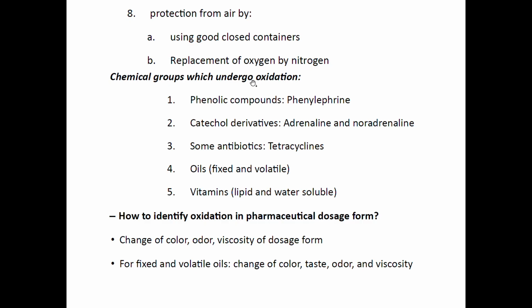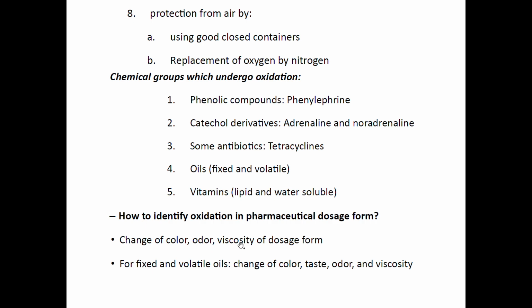However, there are some chemical groups which may undergo oxidation, like phenolic compounds, catechol derivatives, some antibiotics, oils, vitamins. Actually, they usually contain hydroxyl, and the removal of hydrogen is known as oxidation. So as these contain hydroxyl, sometimes the hydrogen of the hydroxyl is removed from the compound. Phenolic compounds contain hydroxyl and hydrogen is removed, then catechol contains hydroxyl and hydrogen is sometimes removed. Then antibiotics sometimes contain hydroxyl, and it removes hydrogen. Then some oils and vitamins.